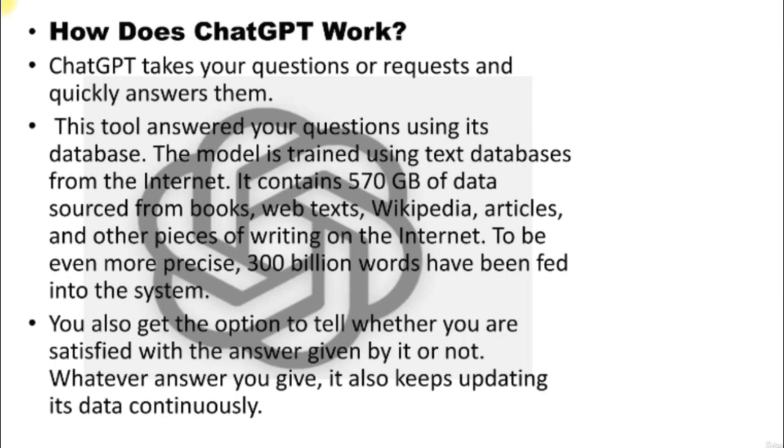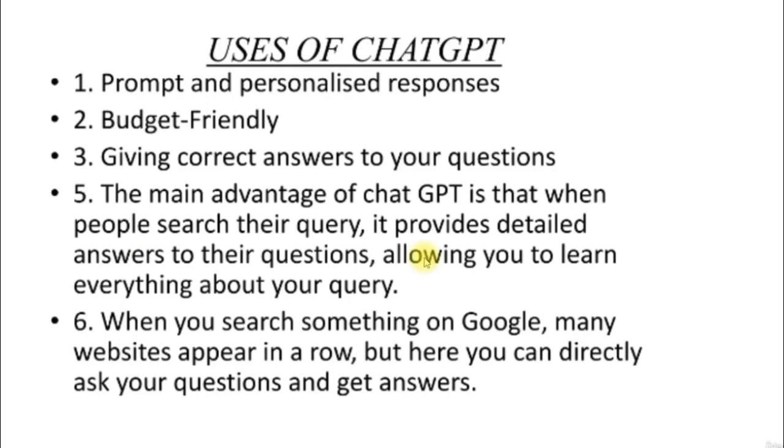You also get the option to tell whether you are satisfied with the answer given by it or not. Whatever feedback you give, it also keeps updating its data continuously. So, some uses of ChatGPT: prompt and personalized responses. You can just randomly search any and every question that you want. Budget friendly. There are some paid plans of ChatGPT, but the basic plan that we are going to use will not cost you any money. Giving correct answers to your questions.